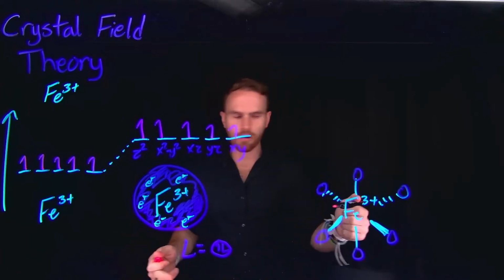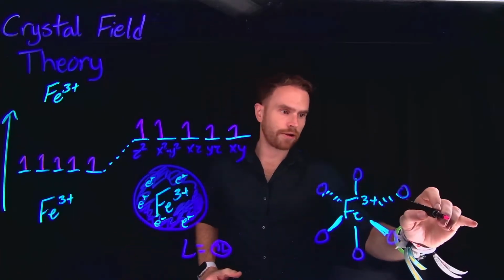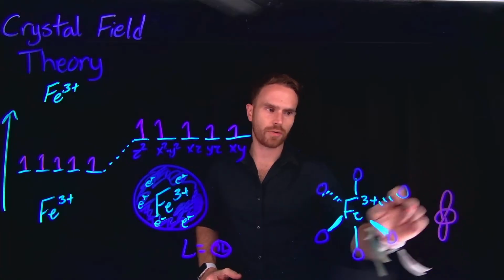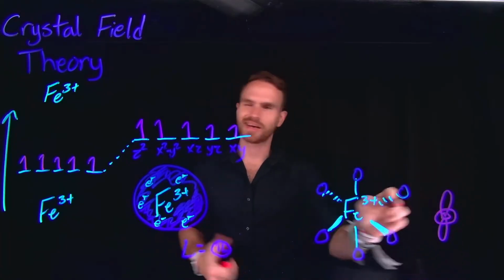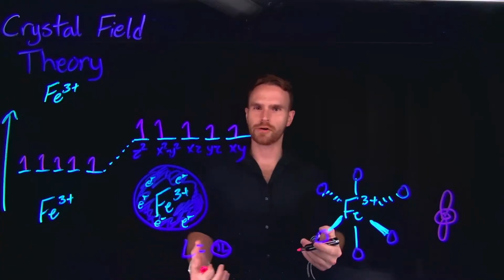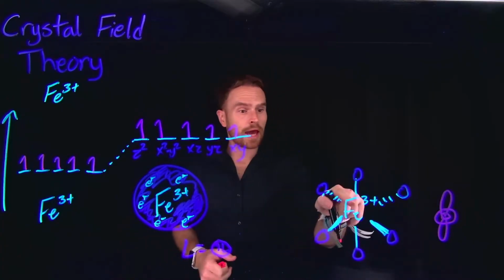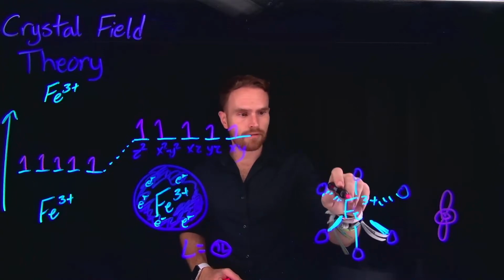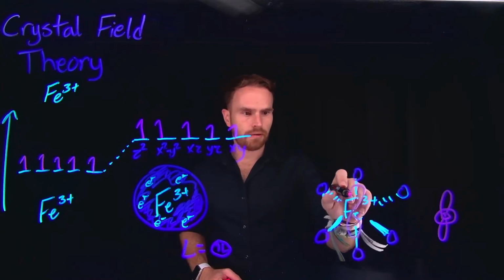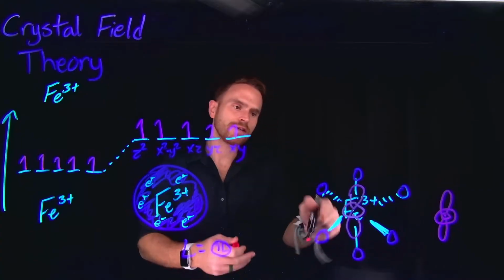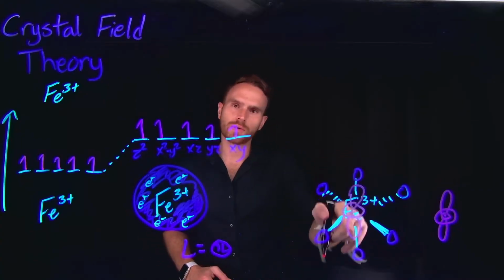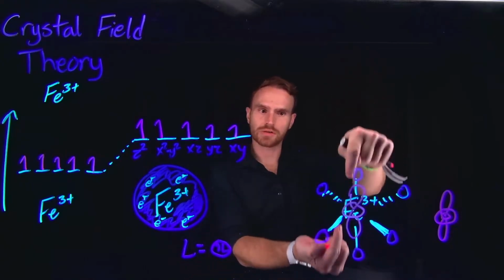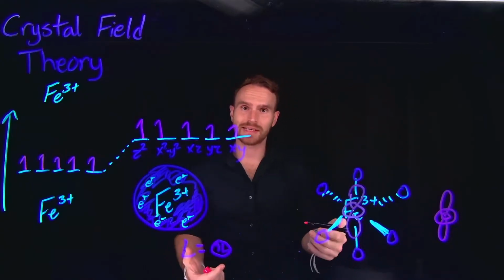So recall that dz squared would look like a dumbbell with a donut around it. Okay, so I'm just going to draw it like this, and I'm not going to draw on the phasing because it doesn't really matter so much for our purposes right now. And remember, that sits on the center of the iron 3 plus. So we would have our dumbbell with the donut around it. And as you can see, these are going to interact exclusively with the ligands at the axial positions, so top and bottom, along that z-axis.